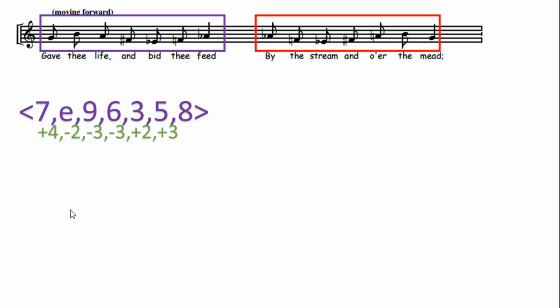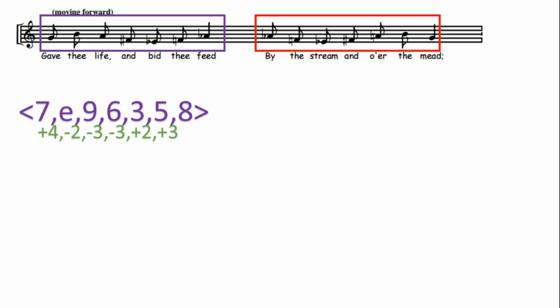The intervals between each set of pitches would be as follows. 7 to E is plus 4, E to 9 is minus 2, 9 to 6 is minus 3, 6 to 3 is minus 3, 3 to 5 is plus 2, and 5 to 8 is plus 3.